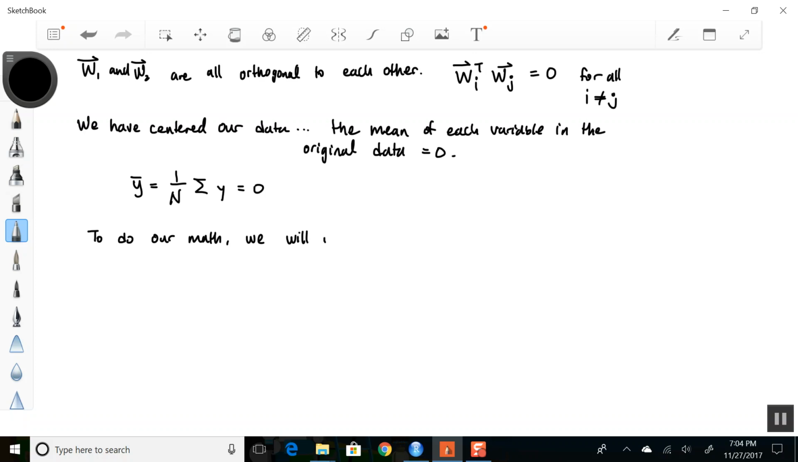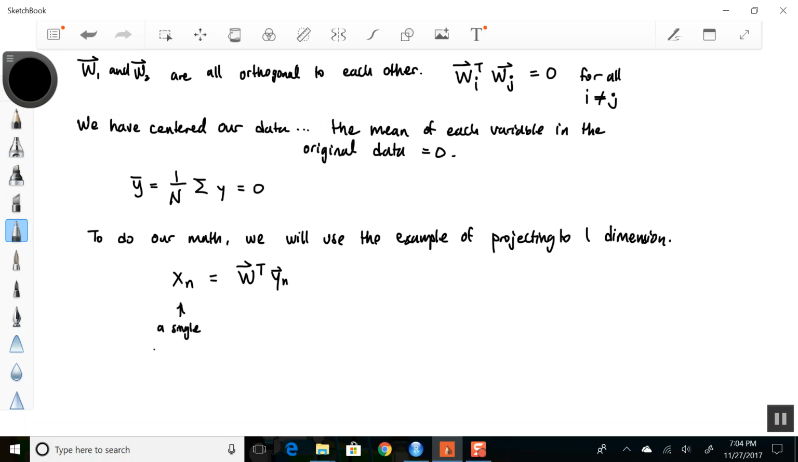we will use the example of projecting to one dimension. Okay, so in this case, after we do xn times our one and only w vector times yn, this will just be a single scalar value. And this is our one and only w vector.